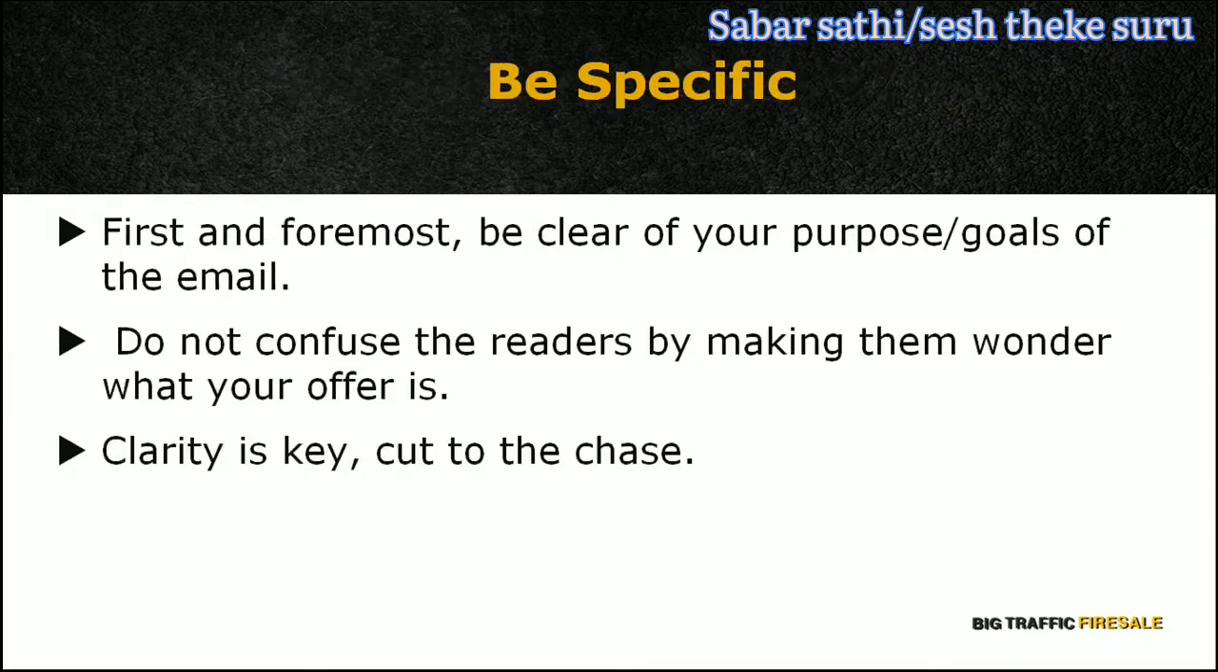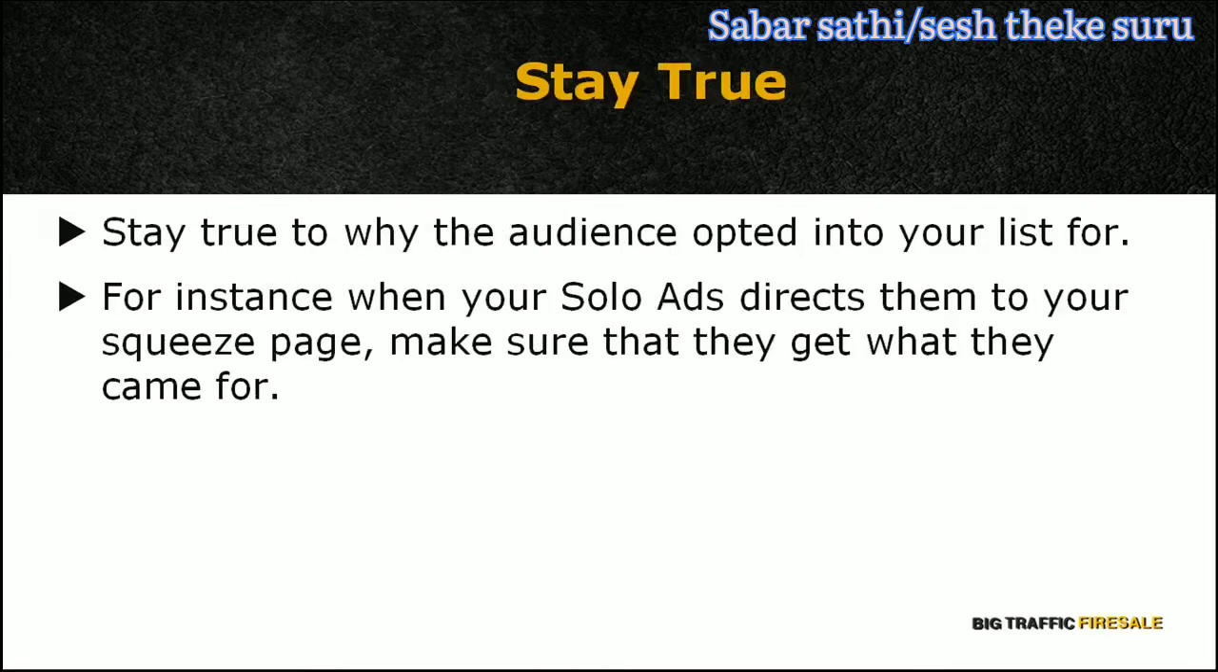Now, the second golden rule is to be specific in your advertising. A lot of rookie solo ad users happen to be vague in what they're selling, thus confusing the audience. First and foremost, be clear of your purpose or goals of the email. Do not confuse the readers by making them wonder what your offer is. Clarity is key. Cut to the chase. Another important pointer to note is to stay true to why the audience opted into your list.